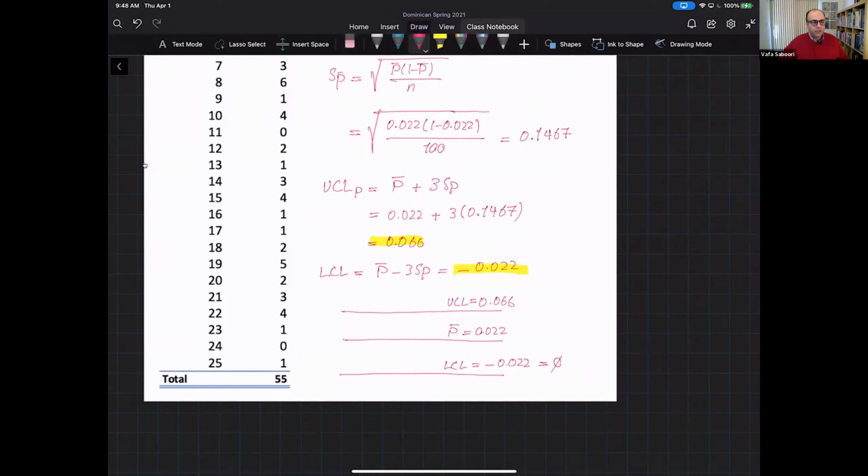So C chart, again, remember P charts were for proportion, okay? But C chart is basically for count, okay? So when do we use P chart and when do we use C chart, okay? Whenever we are taking samples of size more than one, we use P charts.